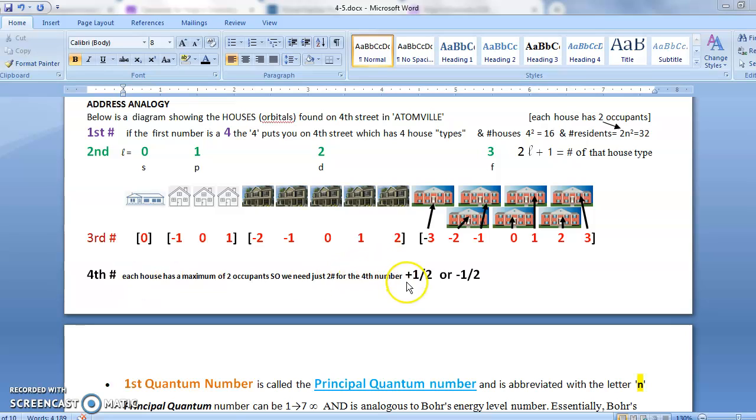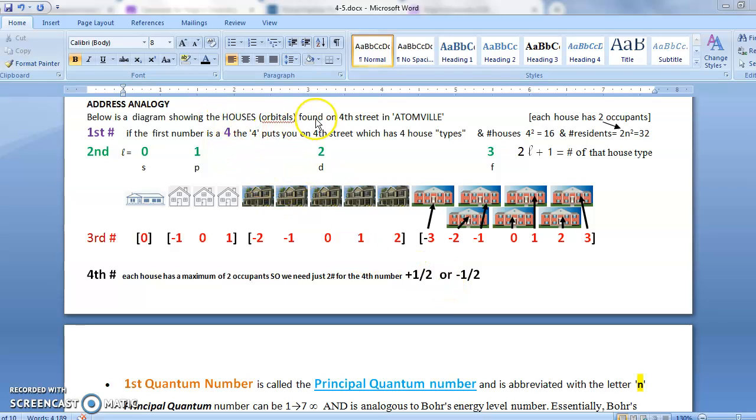It turns out electrons spin as they move. They can spin clockwise. That's a +½ spin. They can spin counterclockwise. That's a -½ spin. Since only 2 electrons can be in the house, we only need 2 possible numbers for the fourth. And that's a +½ or a -½.